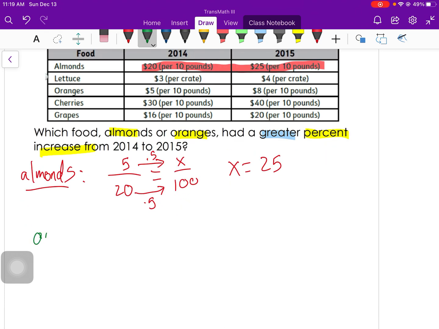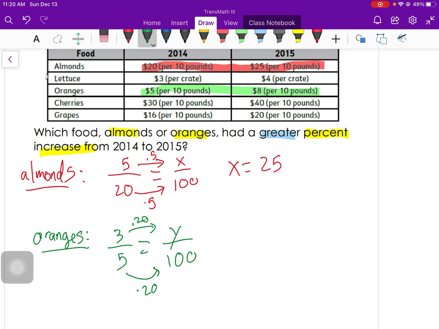Now I'm going to do the same thing with oranges. Say this is what I'm solving for. Oranges, since I'm using green, I'll use green. Their cost went up $3 with the original of 5. And I'm not going to use x because I've already used x in this problem, so I'm going to use y. You could use a different letter if you want to. Please never use o as a variable. It looks like a 0. This one I'm going to have to multiply by 20 to give me y is equal to 60.